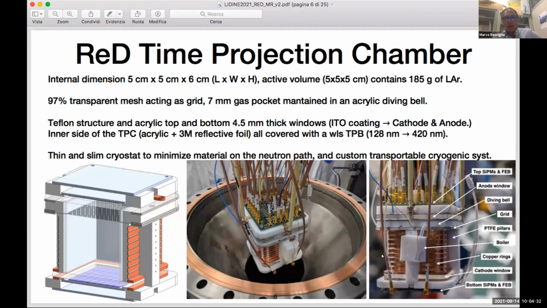So the TPC is shown here. This is, let's say, a drawing. In the center, you'll see the TPC entering this customized and very thin cryostat, which is meant to allow the exposure of this chamber to the neutron beam. The structure is made of Teflon, and the walls are made of acrylic sandwich including a 3M reflective foil. The windows are acrylic, 4.5 millimeters thick, all covered with ITO and, of course, the wavelength shifter TPB.